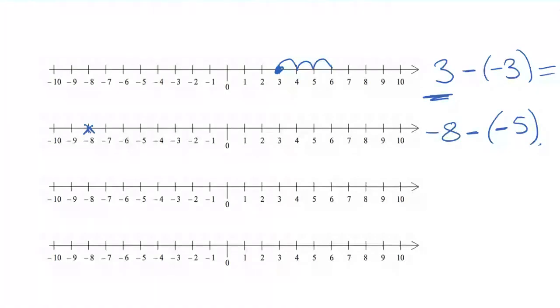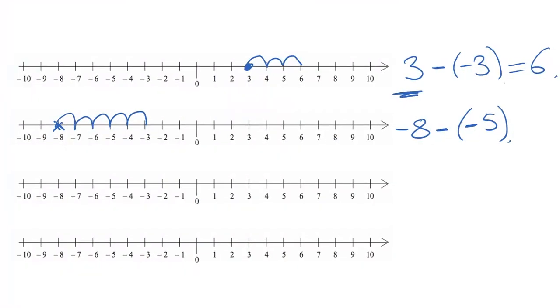negative number, so we're going to be moving up. So we count 1, 2, 3, 4, 5. So our answer, look, is negative 3. So please don't think that 2 negatives make a positive. That is not true at all in this case.